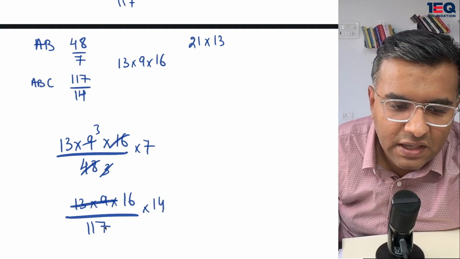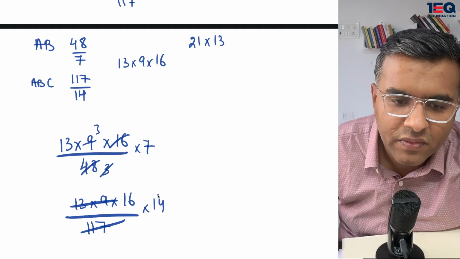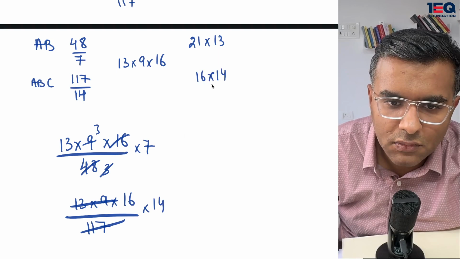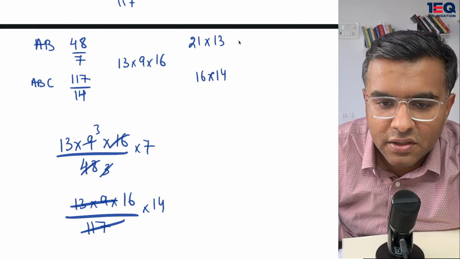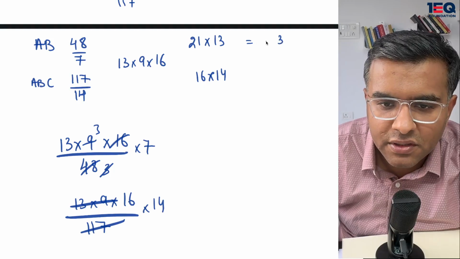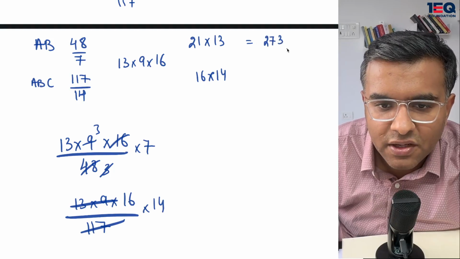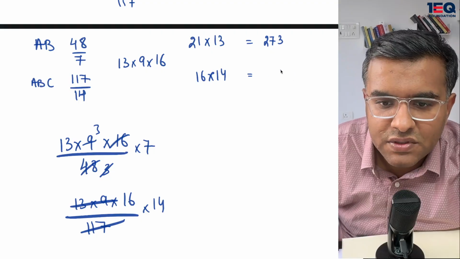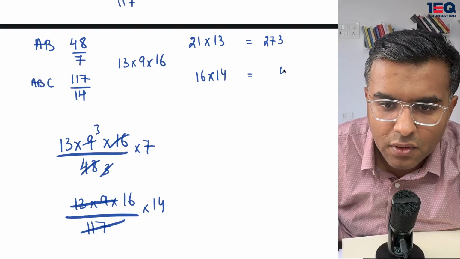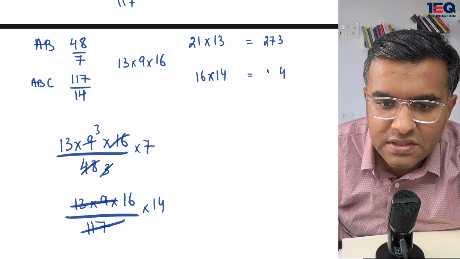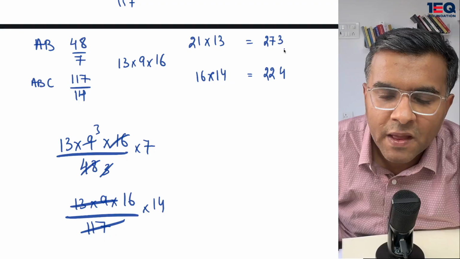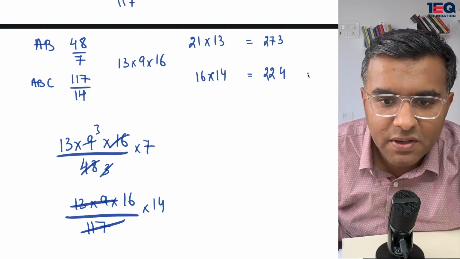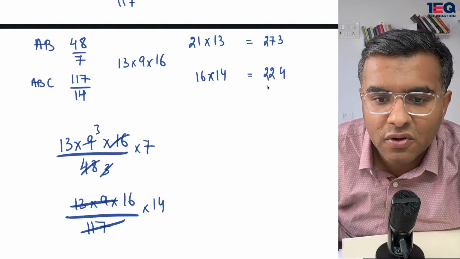13 nines are 117. This entire thing gets chopped off. So 16 into 14, and 21 into 13. 13 ones are 13, 13 twos are 26, so 273. And 16 into 14: 16 fours are 64, 6 carry, 16 ones are 16, so 224. So when two people are working together, they are putting in 273 of efficiency. When three people are working together, they are putting in 224 of efficiency.